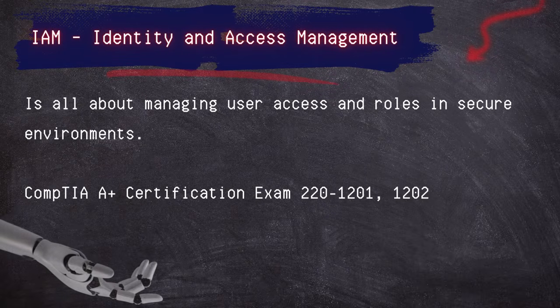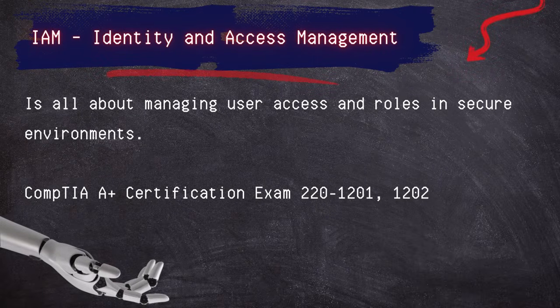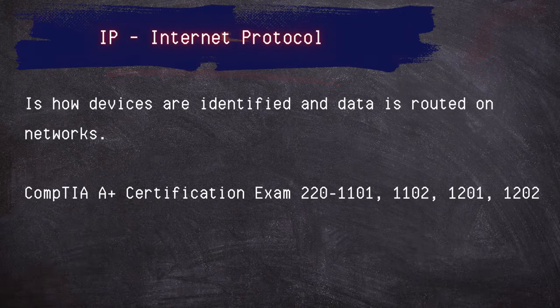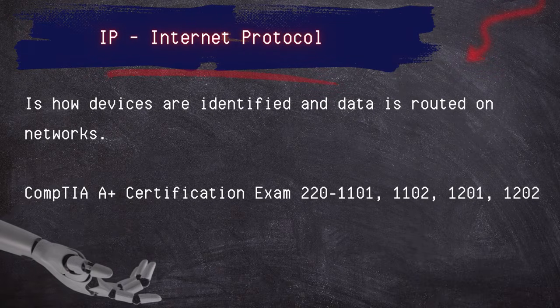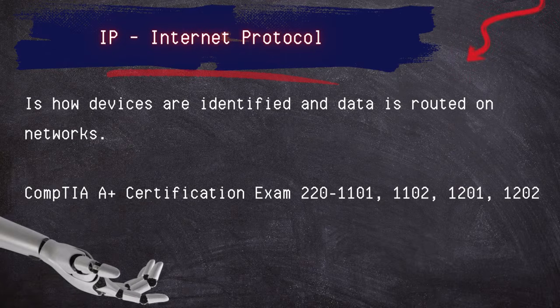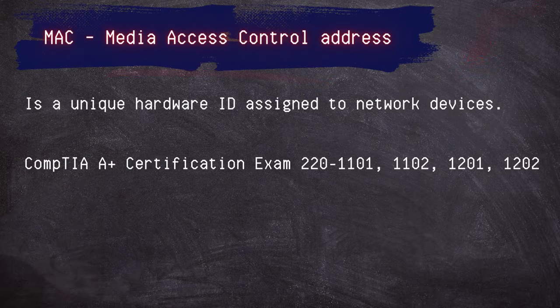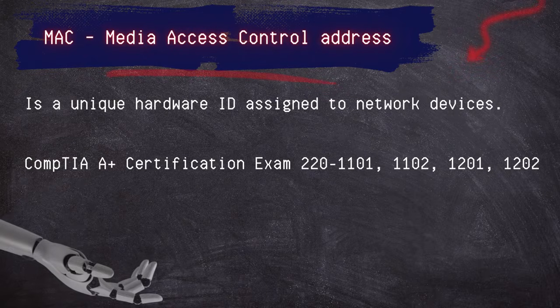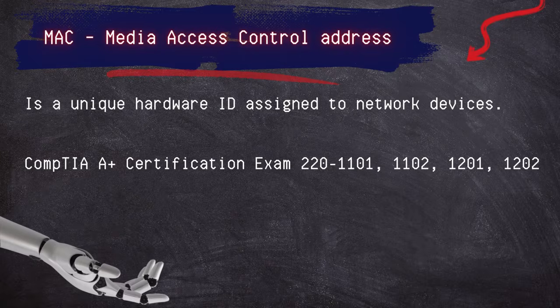IAM, Identity and Access Management, is all about managing user access and roles in secure environments. IP, or Internet Protocol, is how devices are identified and data is routed on the network. A MAC, or Media Access Control Address, is a unique hardware ID assigned to network devices.